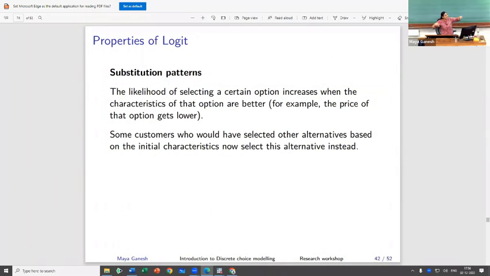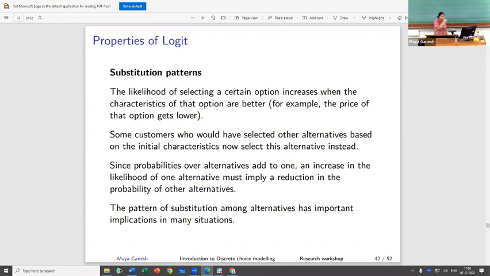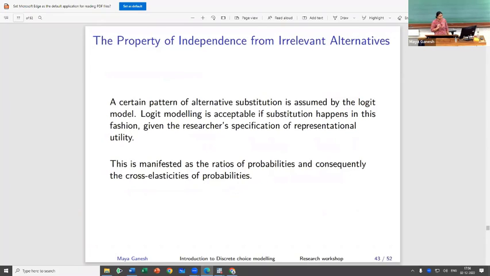So if I actually look at P_ni divided by P_nk, if you remember, what did we have? We had e to the power V_ni divided by the summation of e to the power V_nj, j going over all alternatives, divided by e to the power V_nk over the summation of e to the power V_nj. So this and this get cancelled, and what you end up getting is this. Right? And what is this showing?